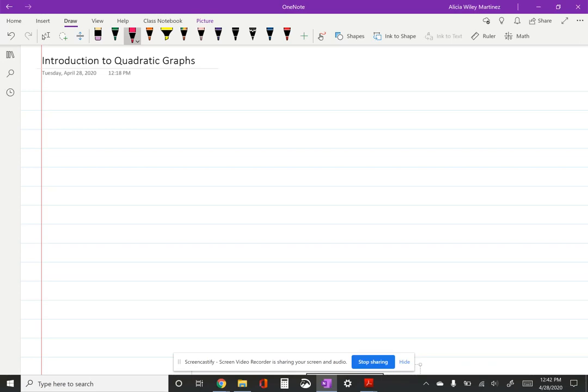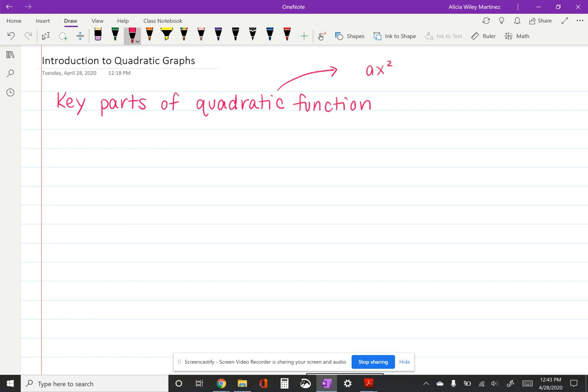Hello everybody, today I want to talk about some key parts of a quadratic function. A quadratic function is a function where one that you are familiar with is the form of ax squared plus bx plus c.